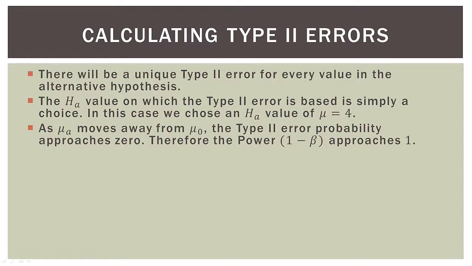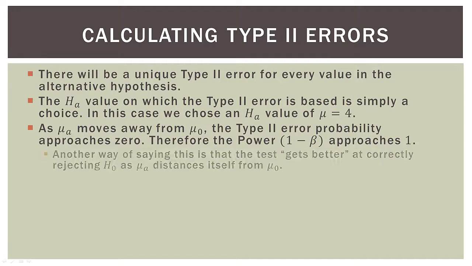Now, as that alternative population mean moves further away from the hypothesized population mean, the type 2 error probability approaches 0. So if you remember, as we slid that top distribution further and further to the right, the slice on the left-hand side that represented our type 2 error rate became smaller and smaller and smaller, almost all the way down to 0. Therefore, the power, which is the complement of the type 2 error, approaches 1.